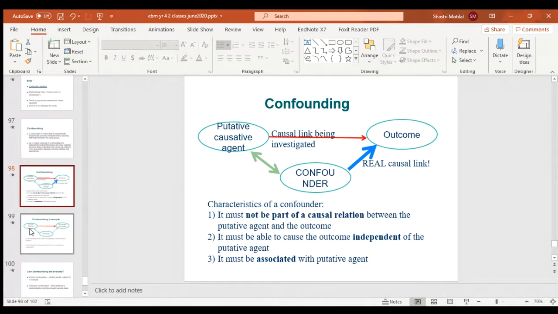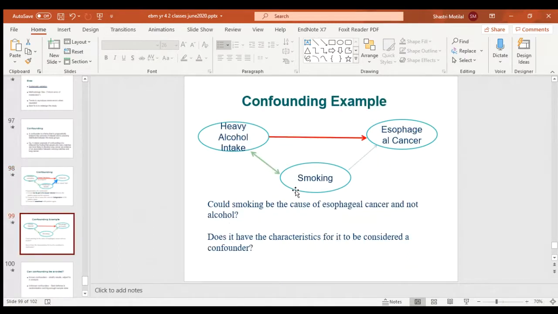Here's another example. Smoking or alcohol and esophageal cancer. Research has been done in this field to see if people who drink alcohol are more likely to get esophageal cancer. And the research has shown that alcohol increases the risk of several cancers in the human body, not only esophageal cancer, especially if a person drinks excessively, frequently, or drinks a lot.